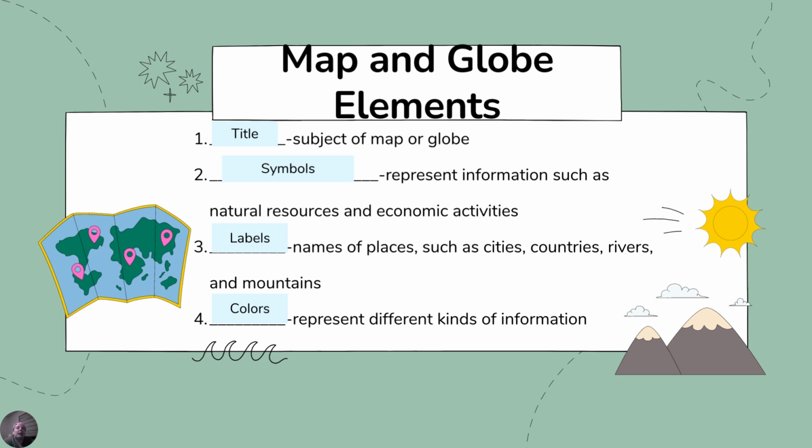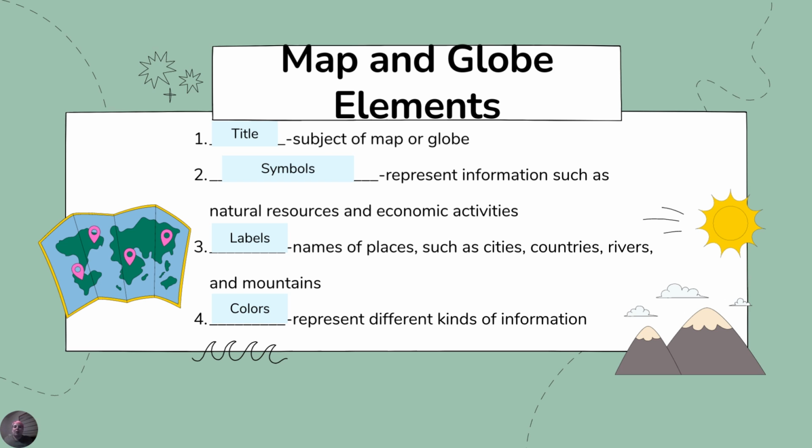These might be things like if you see a square for a capital city versus a circle for just a normal city in a state. The next one there is labels. These are names of places like cities, countries, rivers, and mountains, usually in a smaller font, usually not bolded, so you can tell between a label and a title.